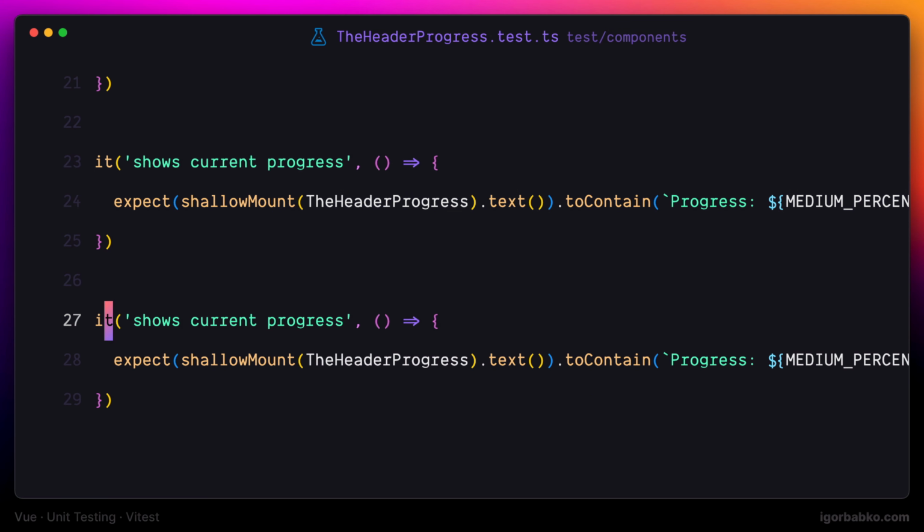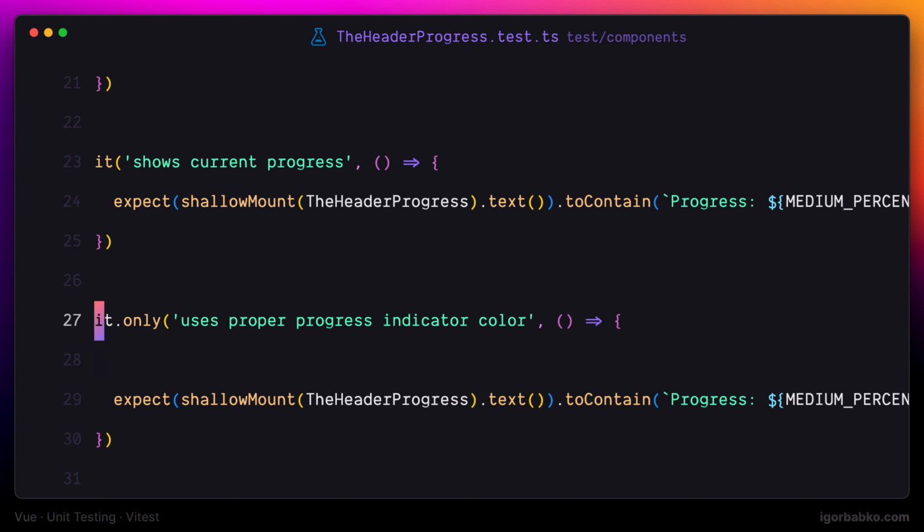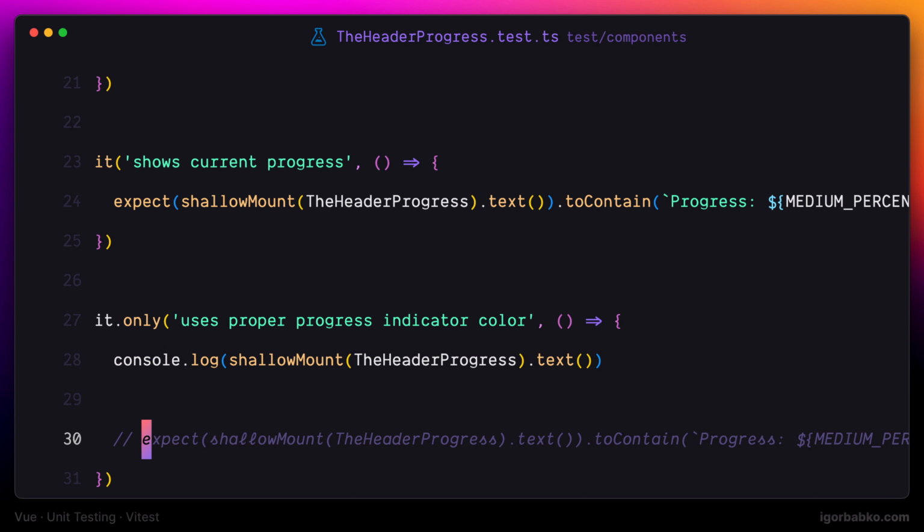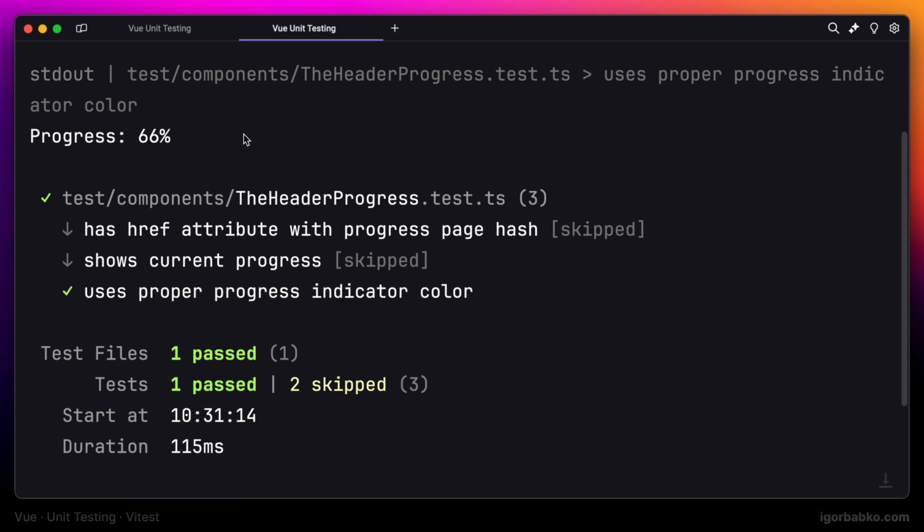In here I'm going to specify a proper description and say that it uses proper progress indicator color. And then let's just see what text content we're going to get after rendering the header progress component. Actually, based on the text content of this component, we cannot make sure that the proper Tailwind CSS class has been used to apply color to the progress indicator, because we need to check the class.